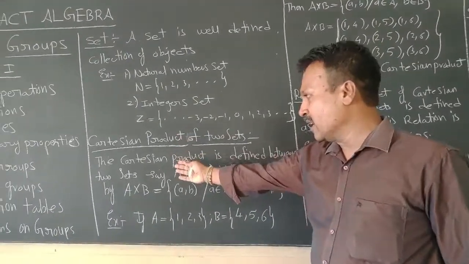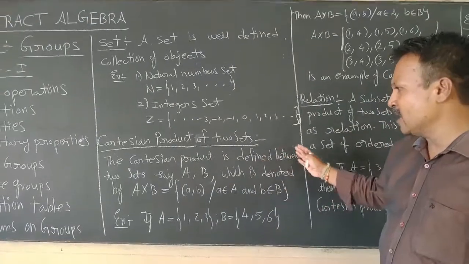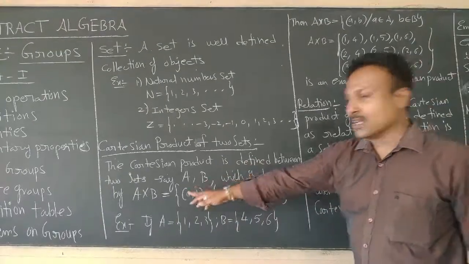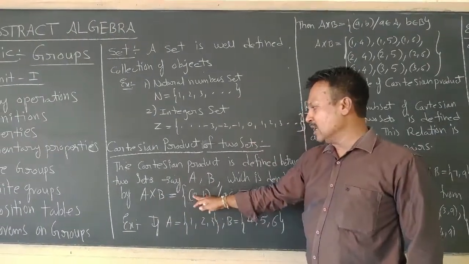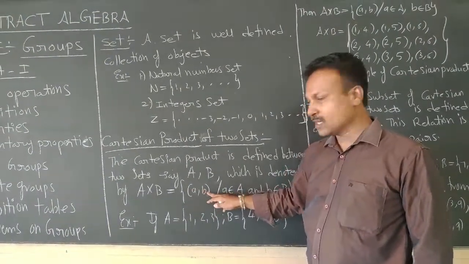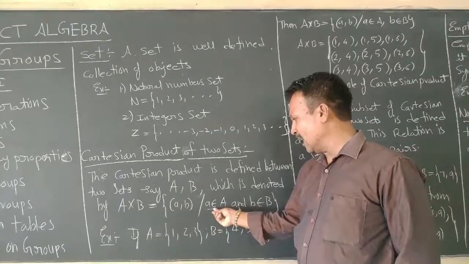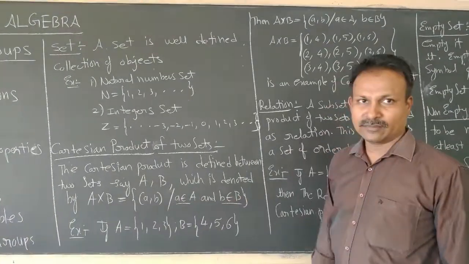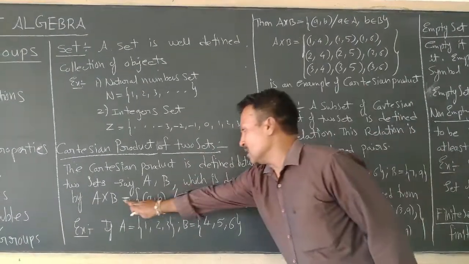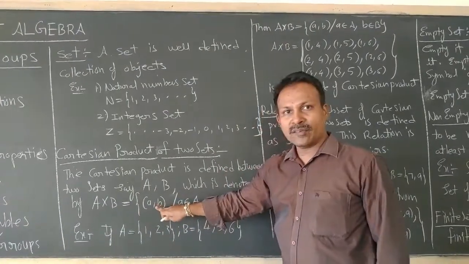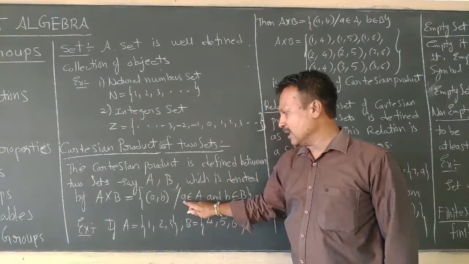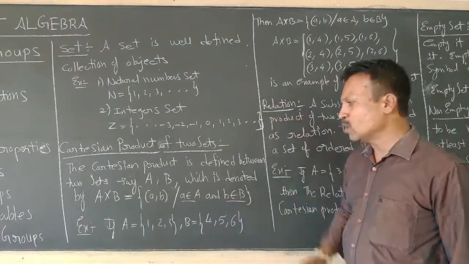If we see clearly, the Cartesian product is defined between two sets, say capital A, capital B, which is defined as A cross B equals the set of ordered pairs (a, b) such that small a belongs to capital A and small b belongs to capital B. I repeat once again, a Cartesian product is defined as A cross B equals the set of ordered pairs (a, b) such that a belongs to A and b belongs to B.